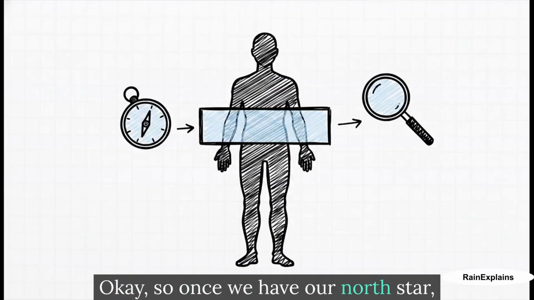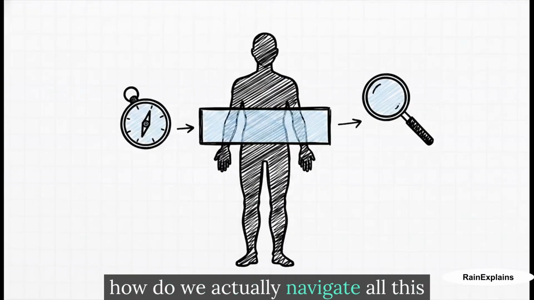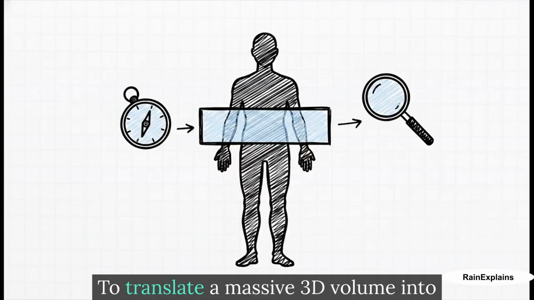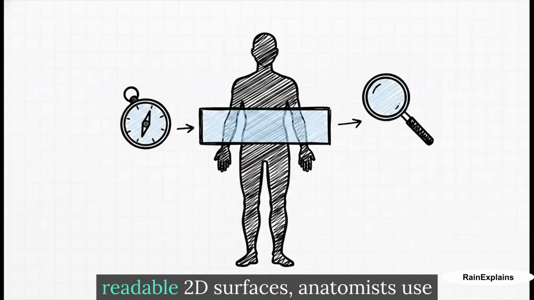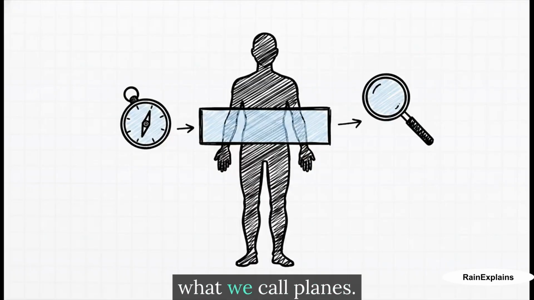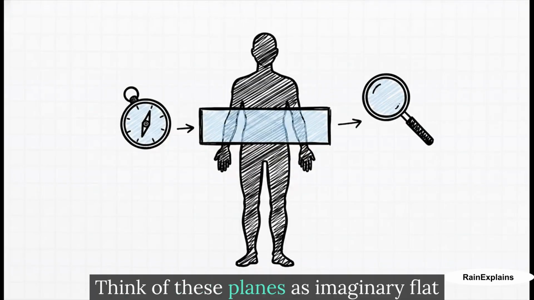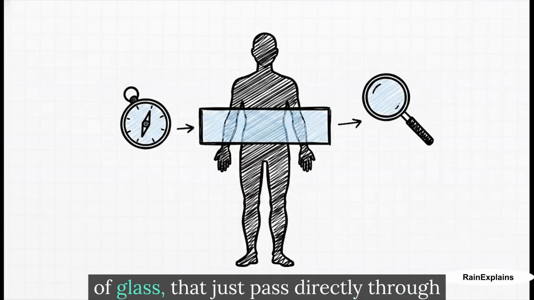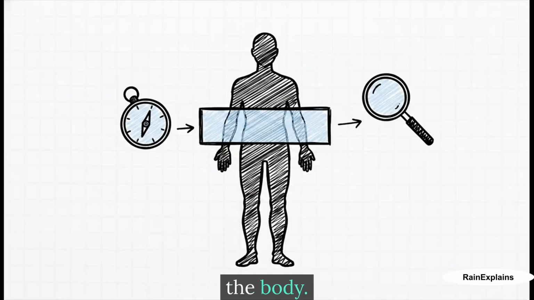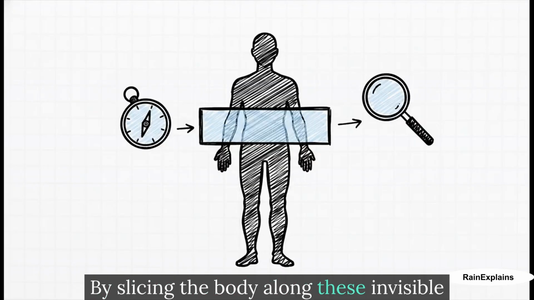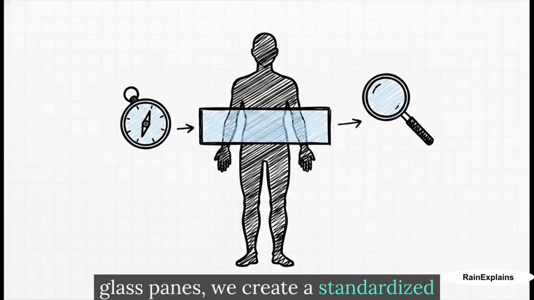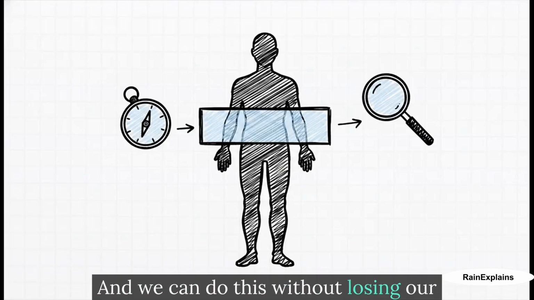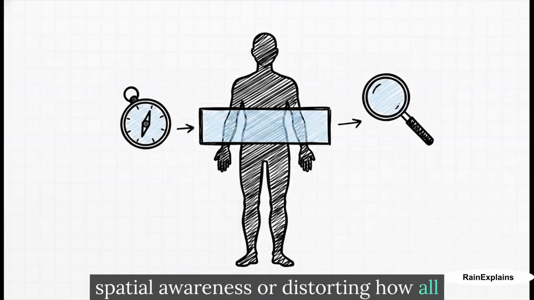Okay, so once we have our North Star, how do we actually navigate all this space? Well, we use a mapmaker's approach. To translate a massive 3D volume into readable 2D surfaces, anatomists use what we call planes. Think of these planes as imaginary flat surfaces, kind of like perfectly flat panes of glass, that just pass directly through the body. By slicing the body along these invisible glass panes, we create a standardized way to look inside, slice by slice.